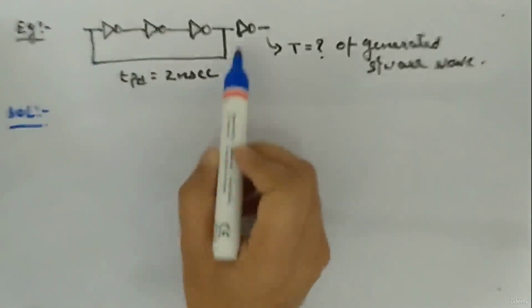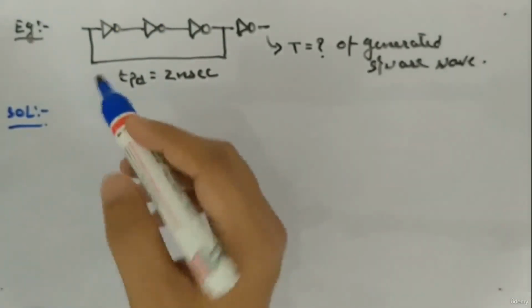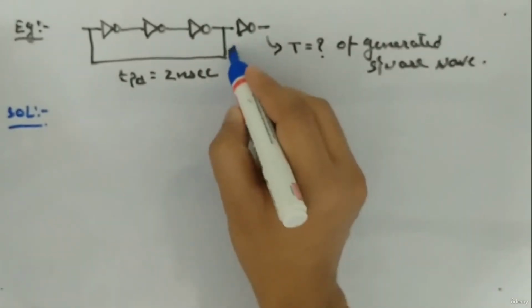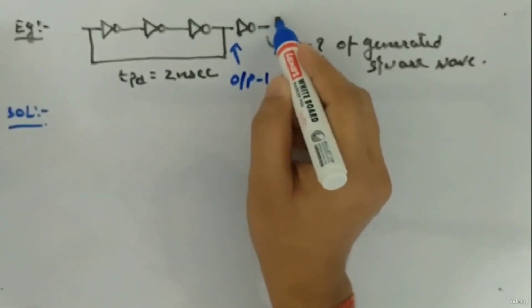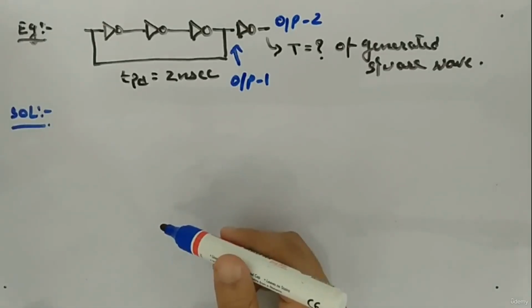This part of the circuit we know already. It's an astable multivibrator. So we can calculate the signal here. I'll call it output 1, and here I'll call it output 2. Okay, so now what can happen?